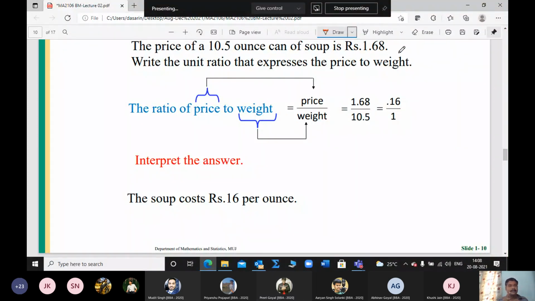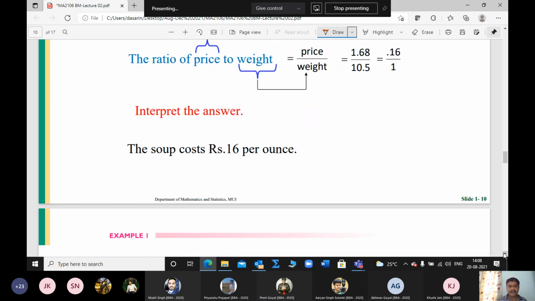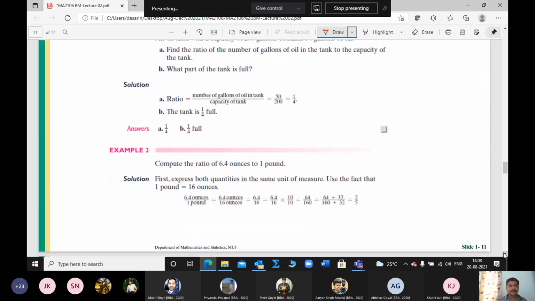But you are right. When you are talking about ratio and proportions, we should make sure that the units are the same, even for the numerator and denominator. Yes, sir. So moving ahead, we'll take a few more questions.